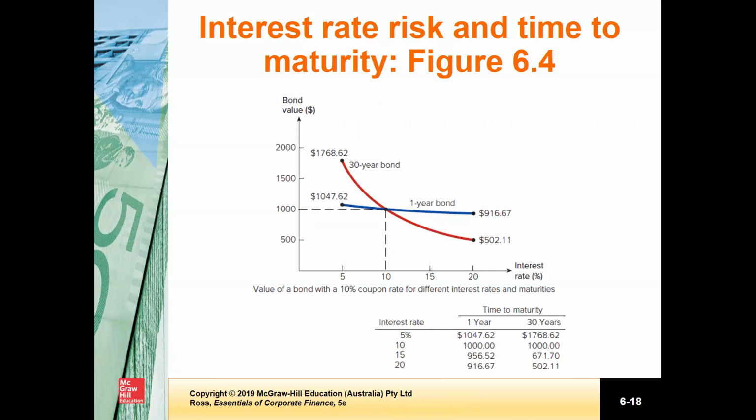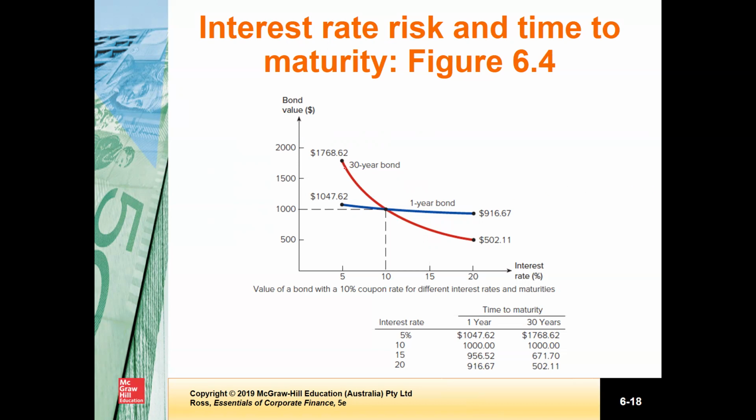Now you remember I mentioned that two points determine the sensitiveness of a bond value to the interest rate change. One is the time to maturity, the longer the maturity, and another is the lower coupon rate. Now let's illustrate this by this figure. In this figure, we compute and plot prices under different interest rate scenarios for a 10% coupon bond with maturity of 1 year and 30 years.